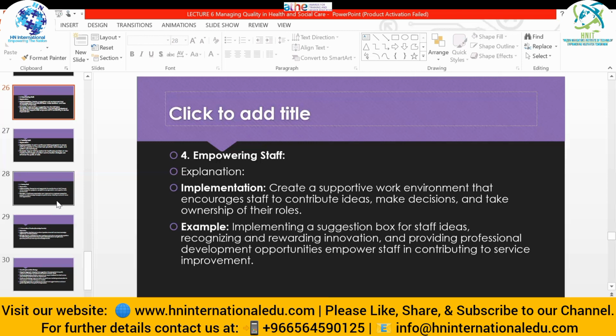Implementing a suggestion box for staff ideas, recognizing and rewarding innovation, and providing professional development opportunities empower staff in contributing to service.